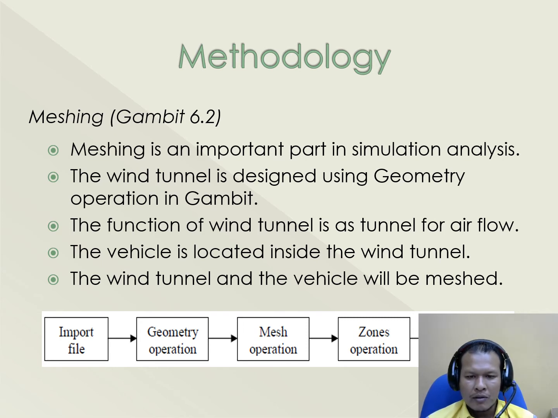Then the wind tunnel is designed using geometry operation in Gambit. The function of the wind tunnel is as a tunnel for airflow. Then the vehicle is located inside the wind tunnel. The wind tunnel and the vehicle will be meshed. Then we import the file from SolidWorks, put it in geometry operation, then mesh operation.